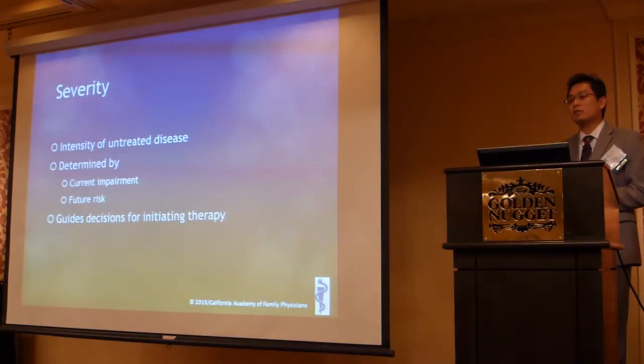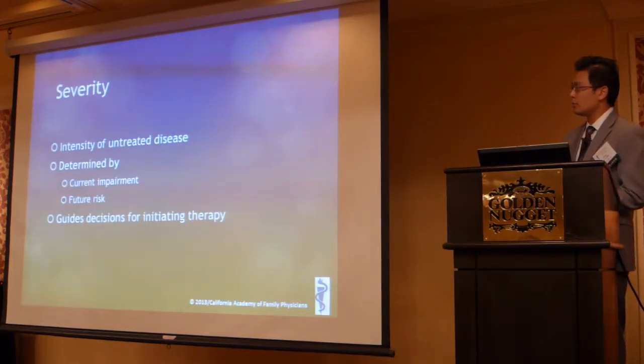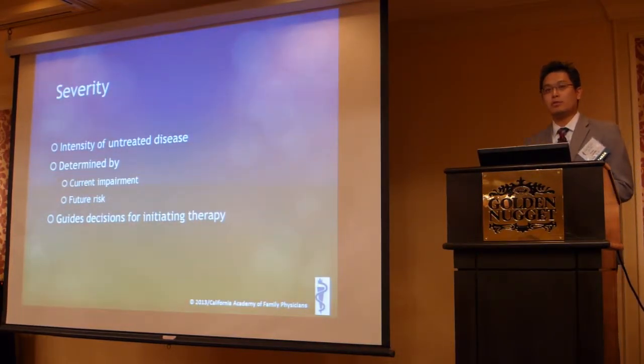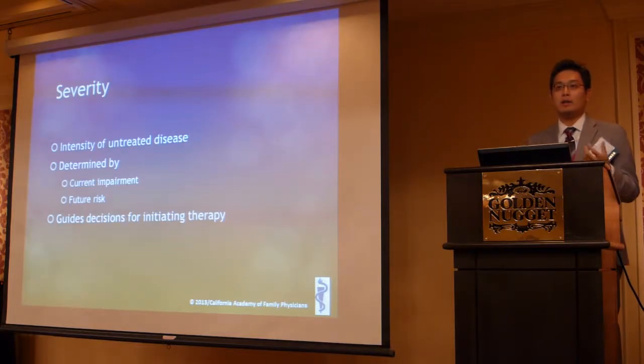Okay, so this also helps in determining severity. We want to know the intensity of untreated disease. And then again, those two words: what's the current impairment, what's the future risk? Those two things really guide us in terms of how to initiate therapy for this patient.